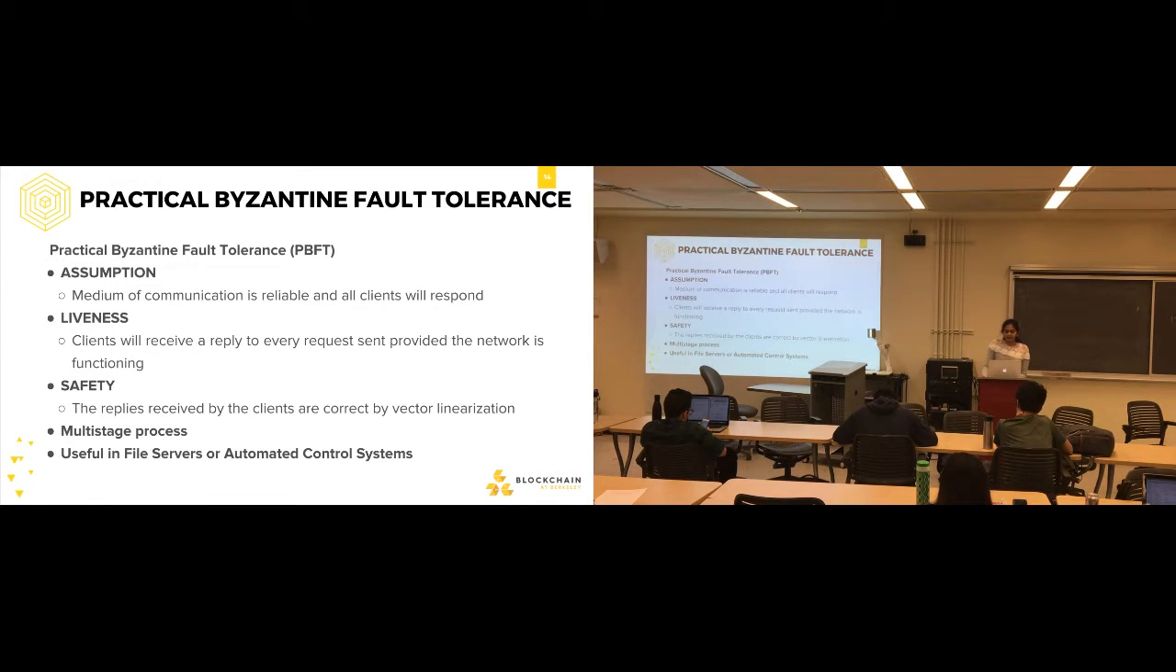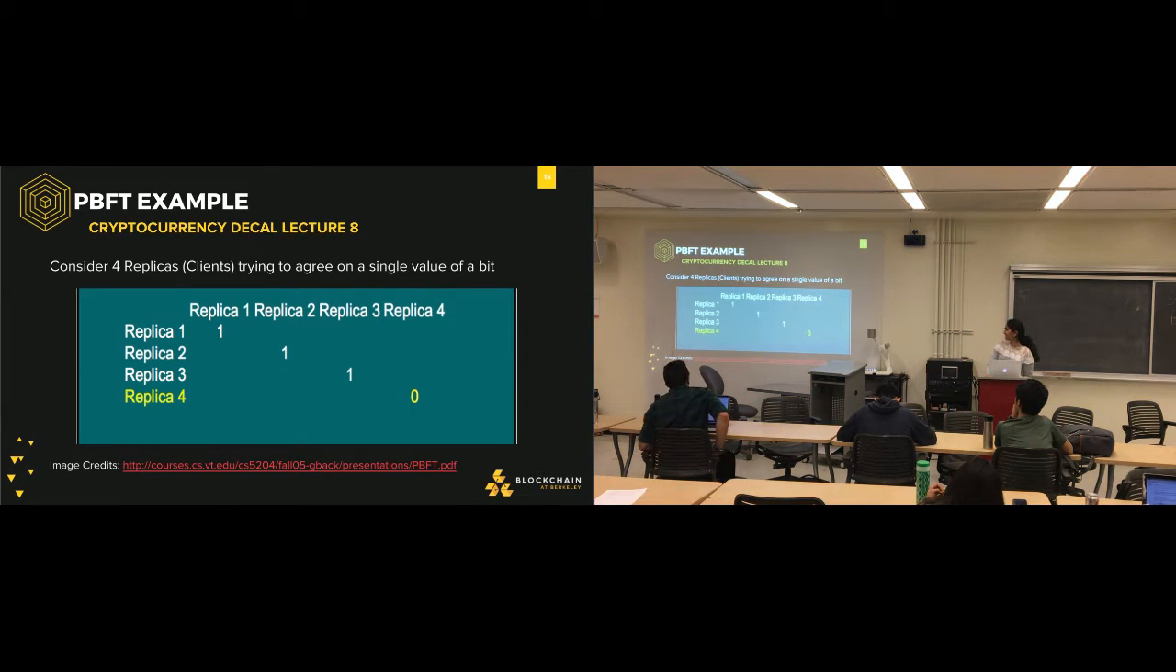Safety is reliant on the fact that the replies received by the clients are correct by vector linearization. The whole process of how this protocol works is a multi-stage process. It's useful in file servers and automated control systems. We'll take a look at how this works through an example. So if you have 4 clients or 4 nodes, replicas, whatever you want to call them, and they're trying to agree on one single bit, that is to either attack or defend.